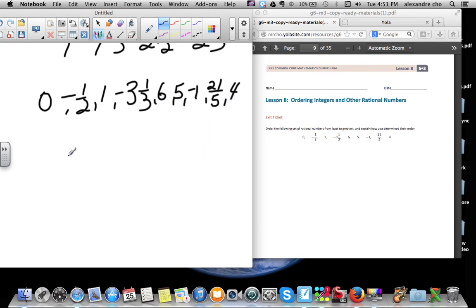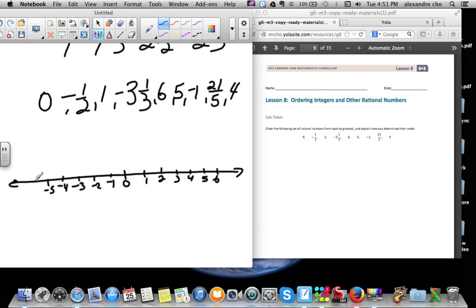Alright, so if that was me, I would create a number line and start placing them. Okay, 0, 1, 2, 3, 4, 5, 6, and I would go negative 1, negative 2, and negative 3. I don't need to go negative 4, negative 5. So let's go 6 both ways. As you place them, make sure you cross them out.